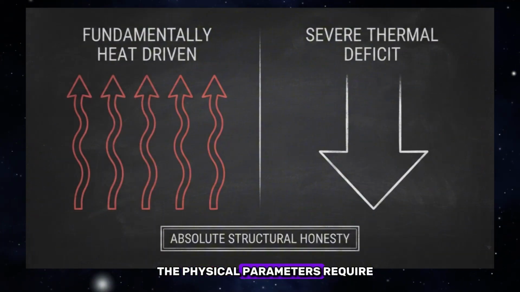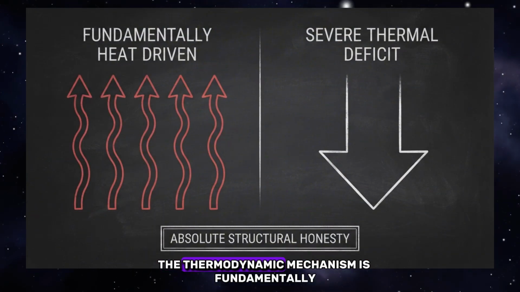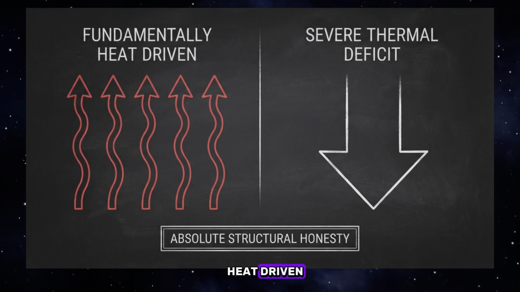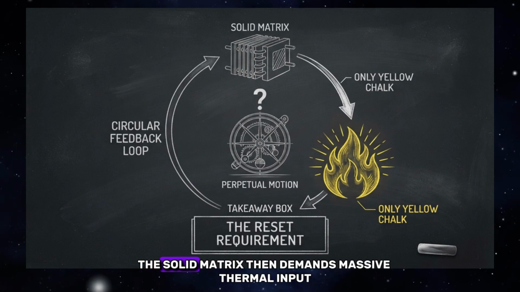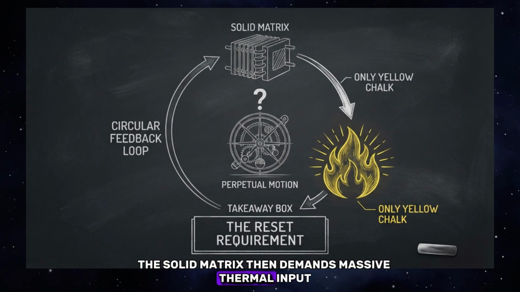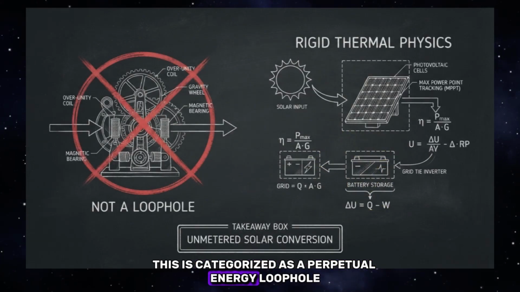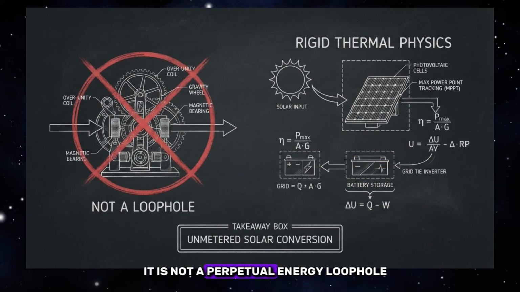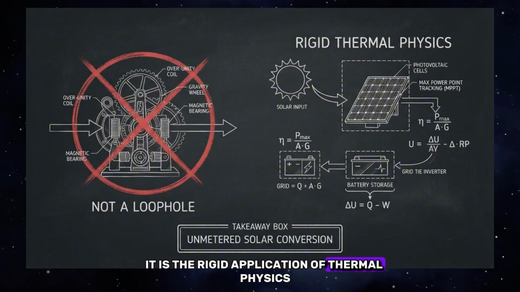The physical parameters require absolute structural honesty. The thermodynamic mechanism is fundamentally heat-driven. The system generates a severe thermal deficit. The solid matrix then demands massive thermal input to reset. This is categorized as a perpetual energy loophole. It is not a perpetual energy loophole. It is the rigid application of thermal physics.